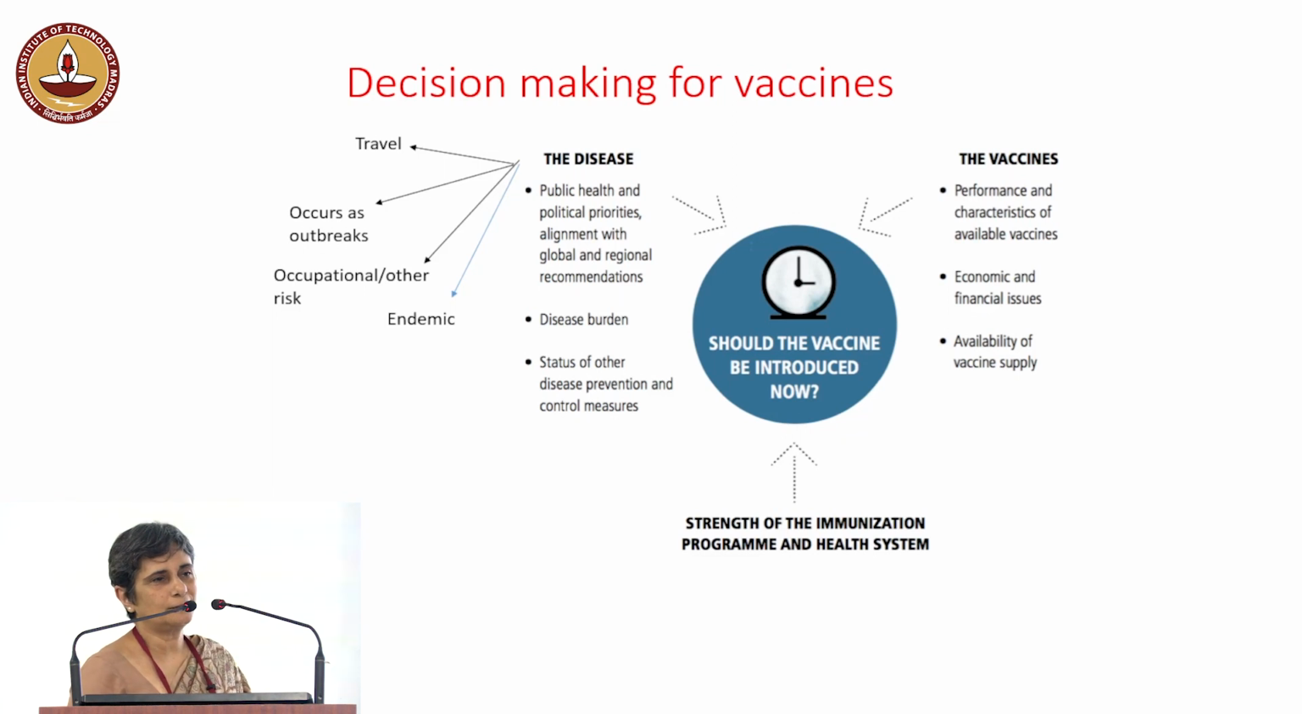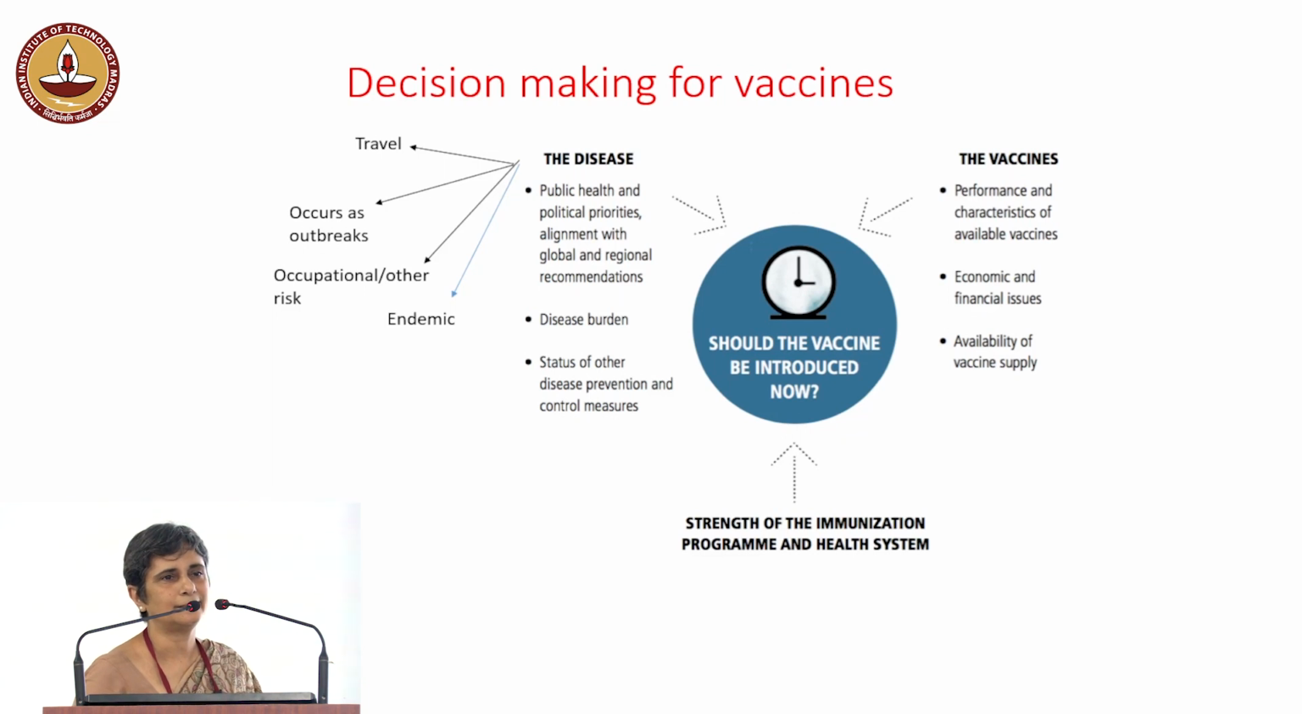So if you want to make a decision about vaccines and whether they should be introduced in the country, there's two ways of thinking about it. One is when that is a disease that is normally prevalent in the population. And then there are special situations where you might see the disease. And those could be travel, outbreaks, occupational risk, etc. But what I'm speaking to you about is endemic disease.